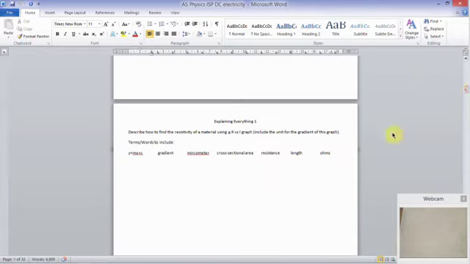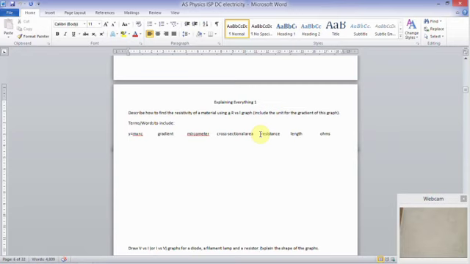Right, so the first thing I want us to do is describe how to find the resistivity of a material using an R versus L graph. Include the unit for the gradient of this graph. Okay, so we need to use the ideas of y equals mx plus c, the gradient, micrometer, cross-sectional area, resistance, length, and ohms.